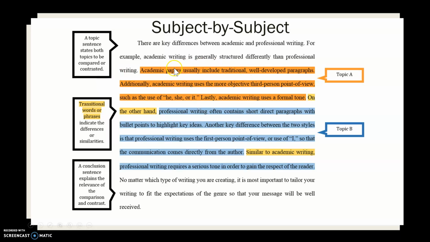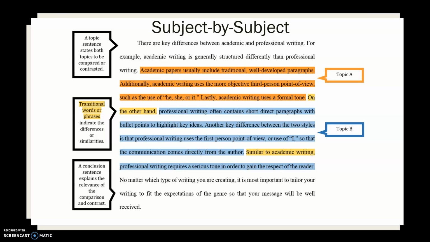Here's an example of a subject by subject paragraph. So the topic sentence is, there are key differences between academic and professional writing. For example, academic writing is generally structured differently than professional writing. So then we're going to go with our topic A. Academic papers usually include traditional well-developed paragraphs. Additionally, academic writing uses the more objective third-person point of view, such as the use of he, she, or it. Lastly, academic writing uses a formal tone.